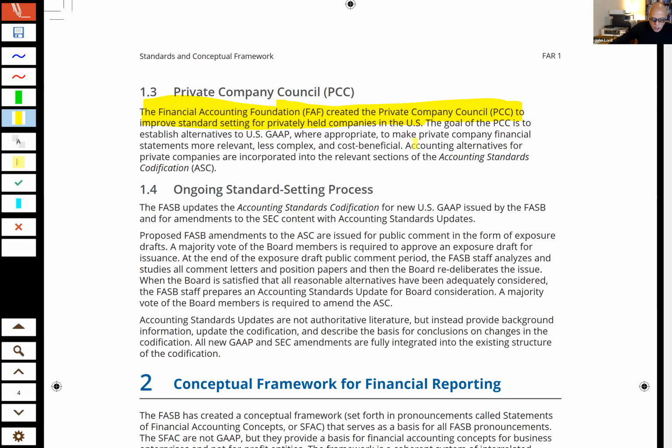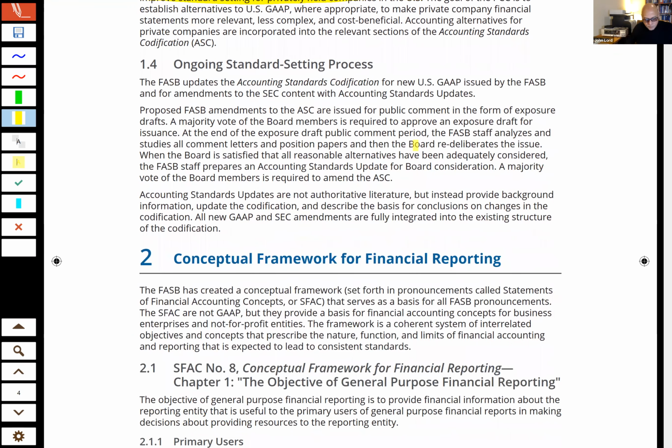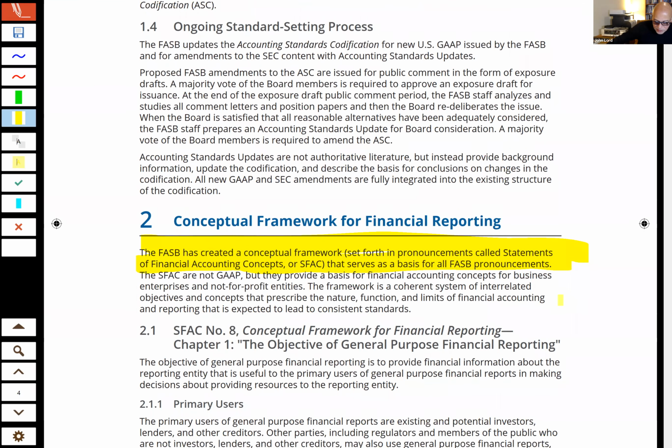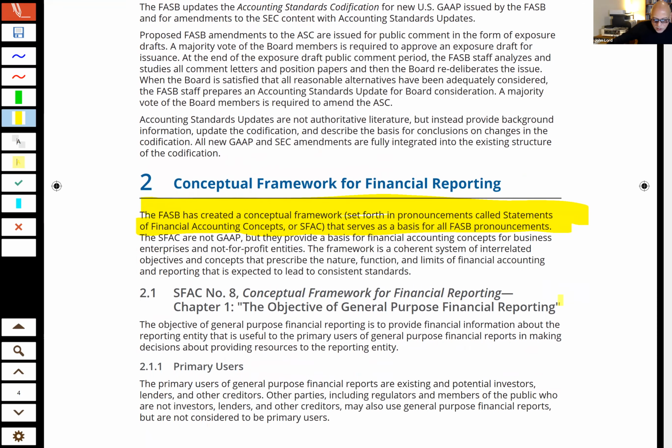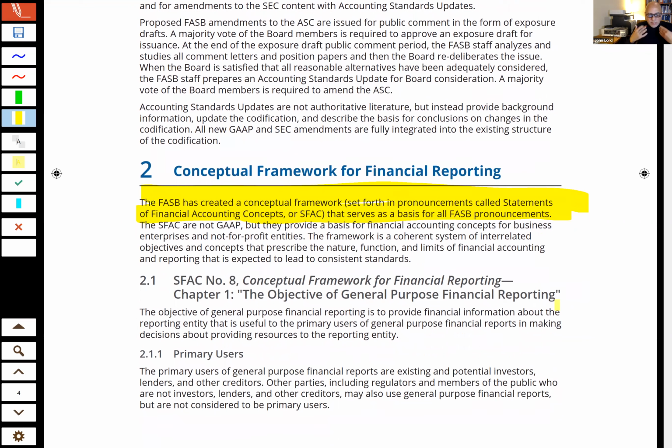Okay. Now we talk about the conceptual framework. The conceptual framework is basically where the FASB comes out and gives its basis, its whys and wherefores for the various pronouncements it issues. Now, when we look at the conceptual framework, we're going to see that the concept statements themselves do not constitute GAAP. They give us the what? The reasoning behind the standards.